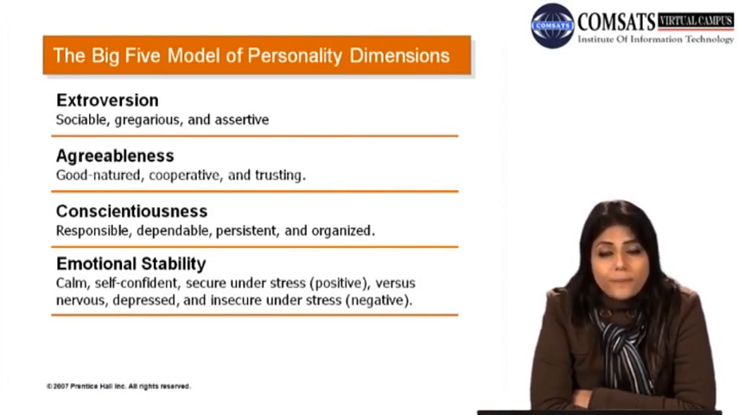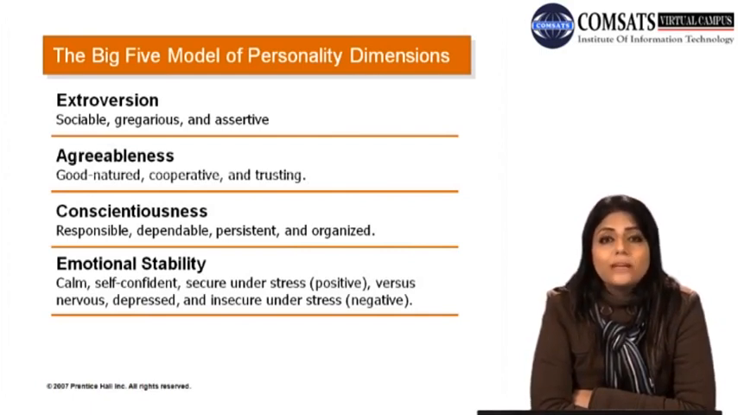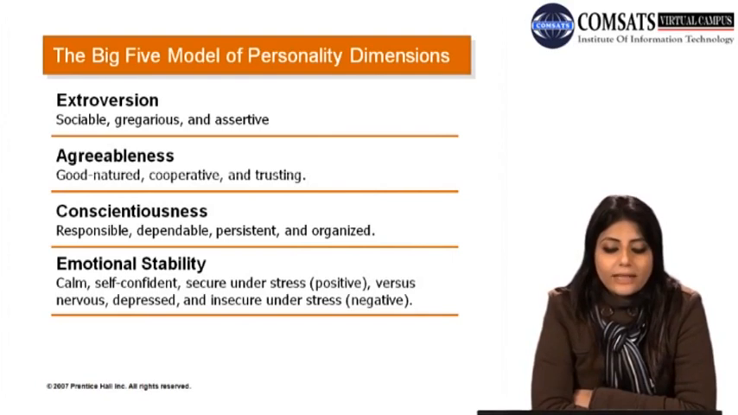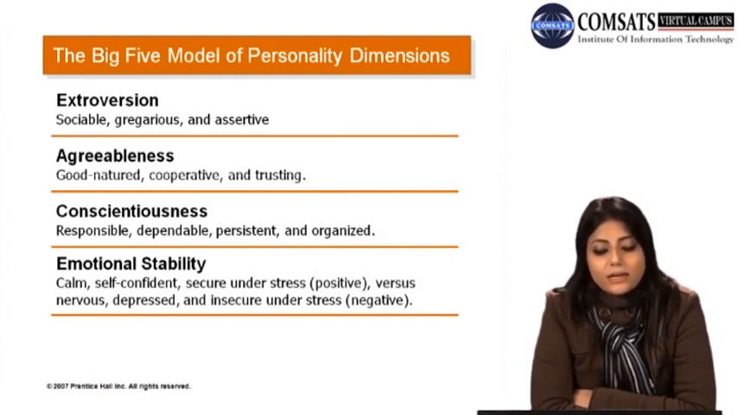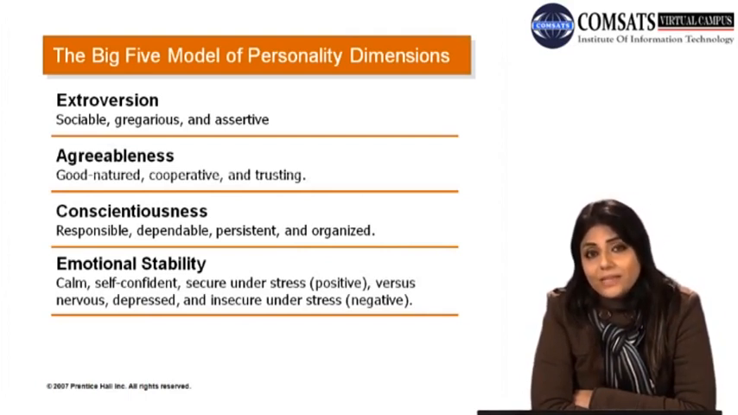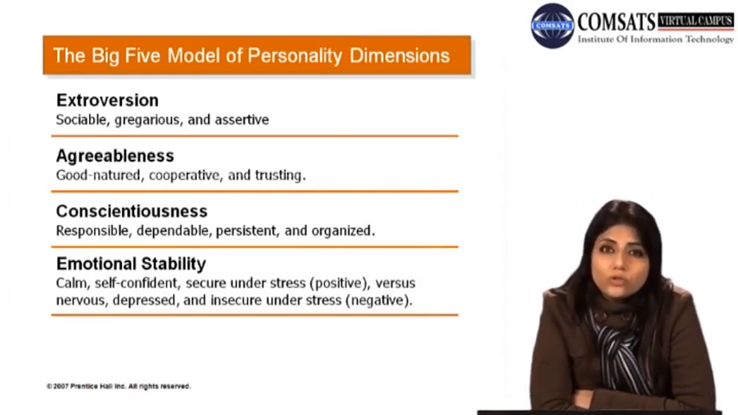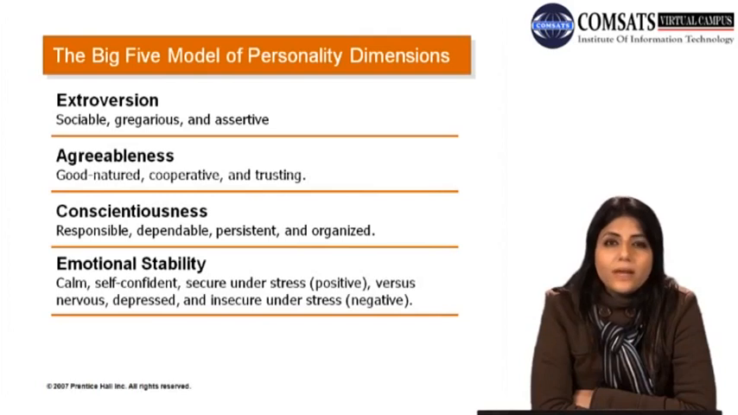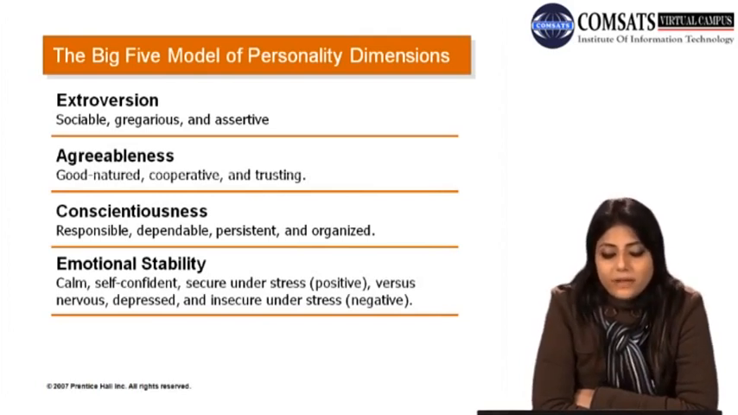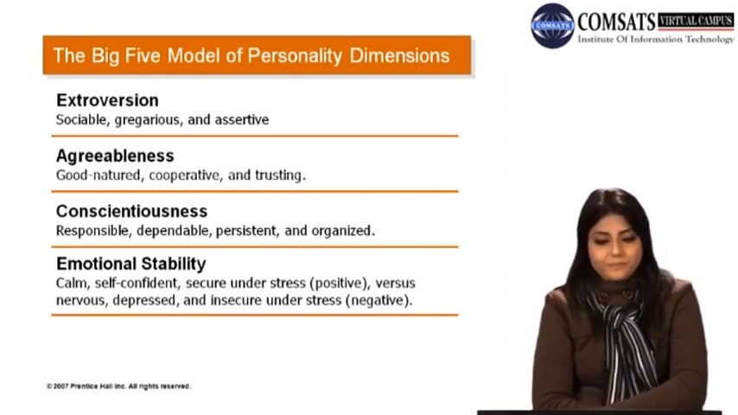Conscientiousness are the individuals who are more dependable, more responsible, more persistent, more dutiful, more organized, right? And emotional stability is the calm, self-confident, secure individuals. So they are the individuals who are emotionally stable. They tend to remain calm under stress, right? And they are self-confident and secure, versus those individuals who are not emotionally stable. They remain depressed, nervous, and insecure under stress.